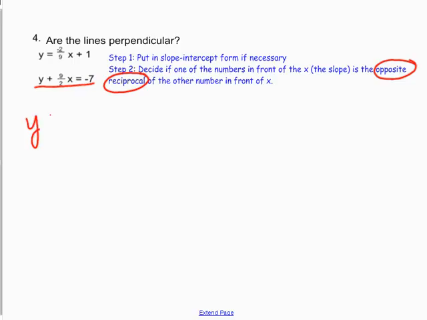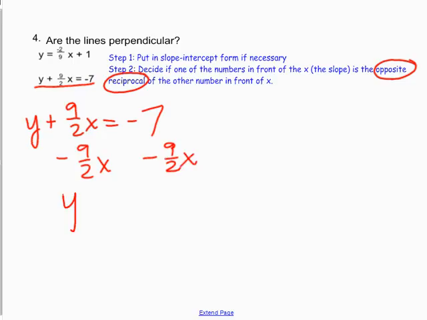Y-intercept form means I have to get rid of this x, so that means I have to take 9/2 x away from both sides. So I end up with y equals -9/2 x minus 7. So that's in y-intercept form. I'm going to write this one down here just to make them closer.